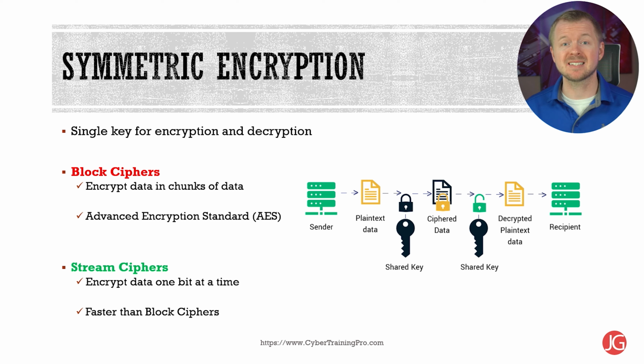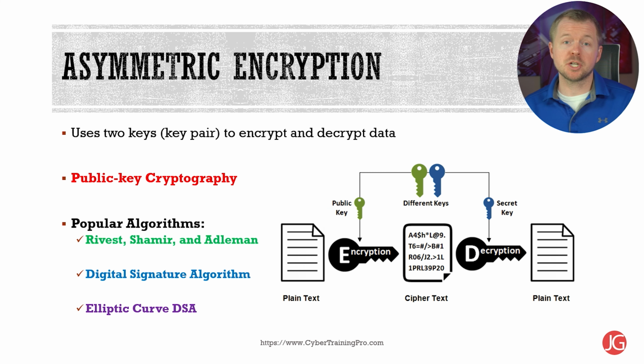Stream ciphers take a single bit at a time and encrypt it, which makes these much faster to do than block ciphers. Stream ciphers traditionally have been used for very long streams of data. One of the major issues with symmetric key encryption is the need to securely share the key between parties. Asymmetric key encryption can help solve that problem.